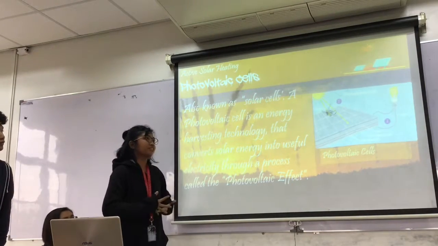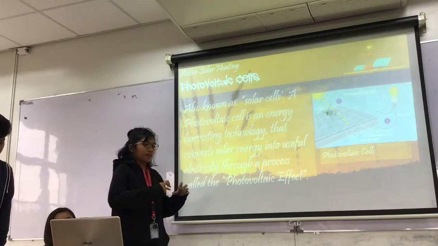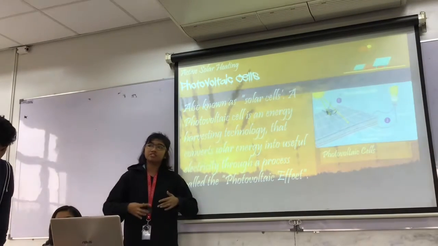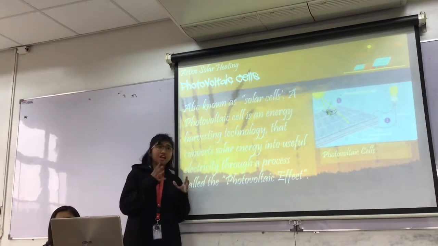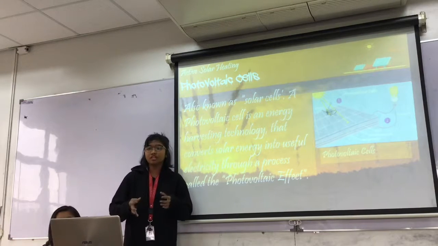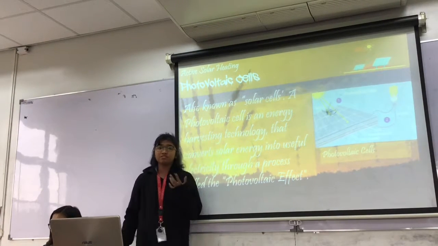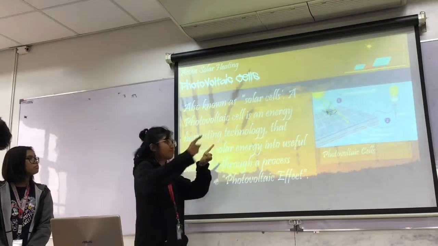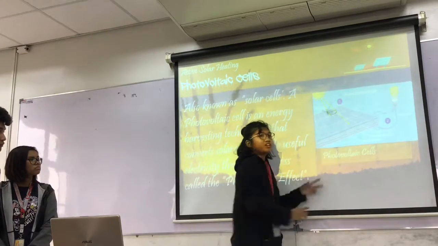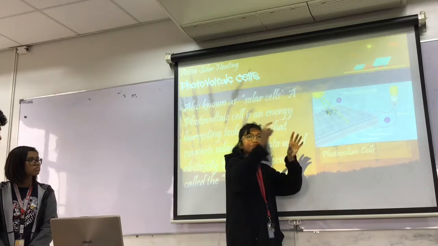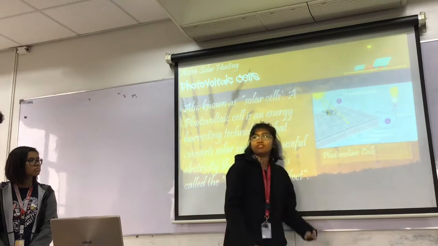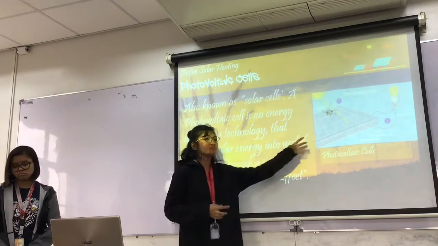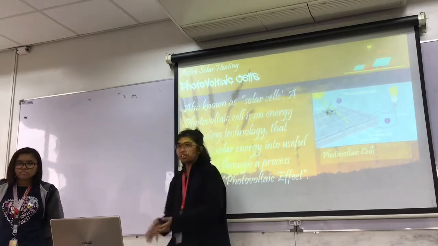So, yun nga, kakasabi ko lang kanina, isa sa mga pinakamalaking ingredient for the active solar heating is the photovoltaic cells. Photovoltaic cells, also known as solar cells, it's an energy harvesting technology that converts solar energy into useful electricity through a process called the photovoltaic effect. So, di ba pag nakikita ninyo ang mga solar panels, nakikita nyo yung ganito? Yes. So, yung nakikita nyo yung parang may box, yung mga white, yun yung photovoltaic cells. So, sila yung mismong nagko-convert ng light into electricity.